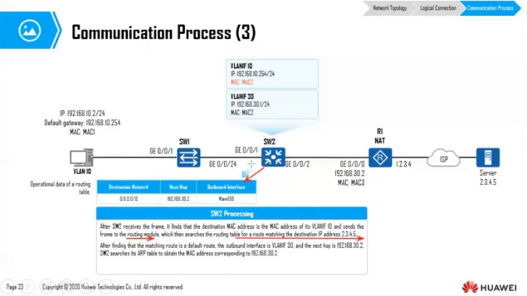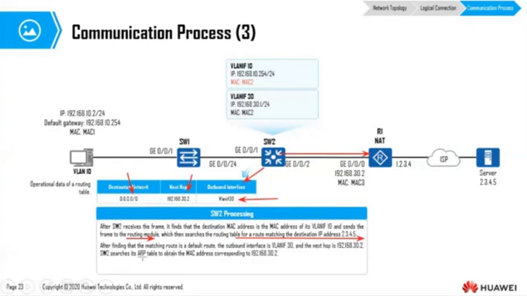So first of all, it finds out, hey, do I have this on my routing table? Now, on the routing table, we have configured a default static route. Are you seeing the default static route for this particular switch? If you receive any packet whose destination you do not know, send it to this next hop. The outgoing interface is VLANIF 30. So just send it out to this guy. After finding that the matching route is a default route, the outbound interface is VLANIF 30, and the next hop is 30.2.